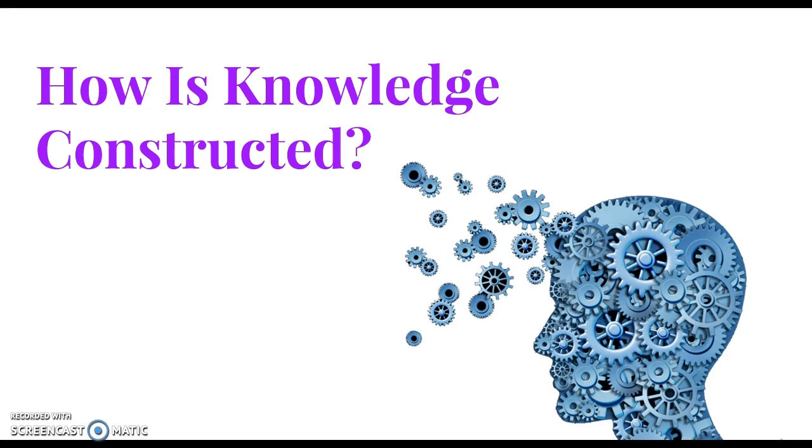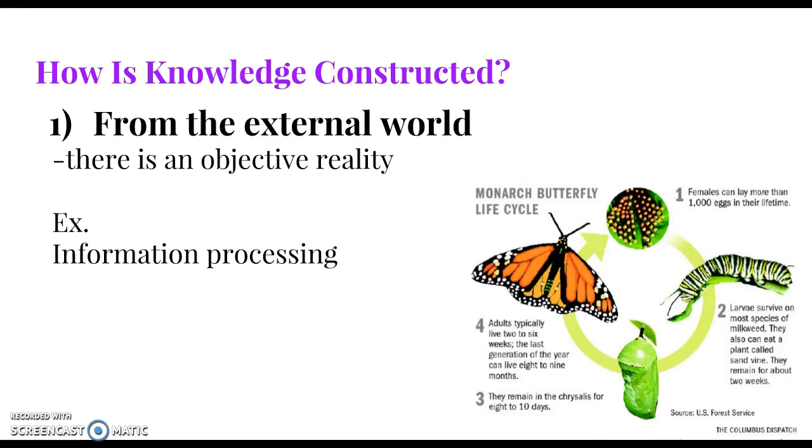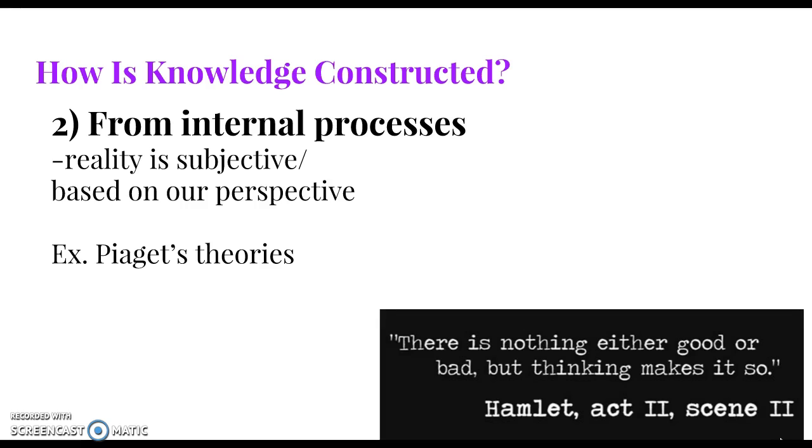One of the questions that constructivists discuss is how is knowledge constructed? And there are three common answers to this question. The first answer is that knowledge is constructed from the external world, which means that there is an objective reality that we are learning more and more about. An example of this would be information processing. The second answer is that knowledge is constructed from our internal processes, which suggests that reality is subjective and depends on an individual's perspective. An example of this would be Piaget's theories.